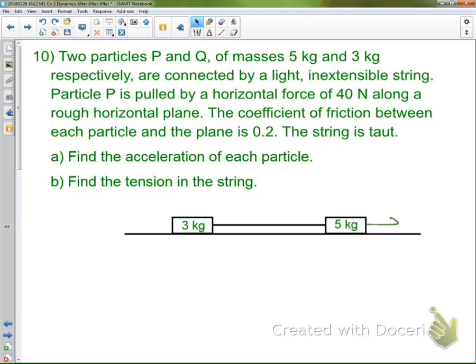We have our 40 Newton force pulling the whole thing along. We have a reaction force, which I'm going to call Rp in this case, since it's on particle P. We have the weight of that particle pulling it down. And we have friction trying to resist its motion. We also have the tension in the string acting here. For particle Q, we've got the tension in the string pulling it along. We have the reaction force, which I'm going to call Rq this time. We have its weight. And we have friction.